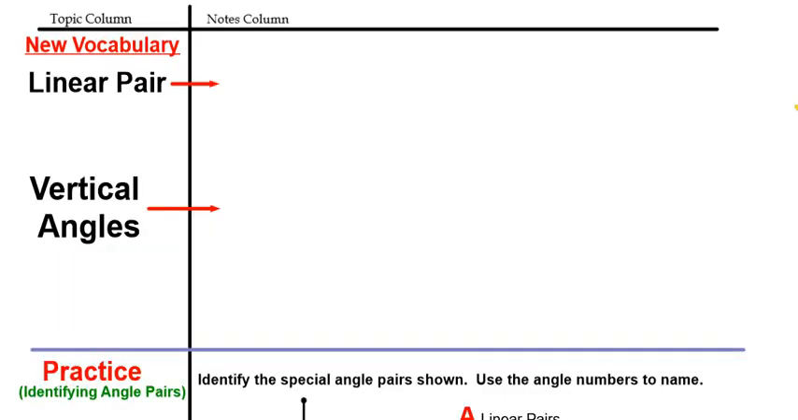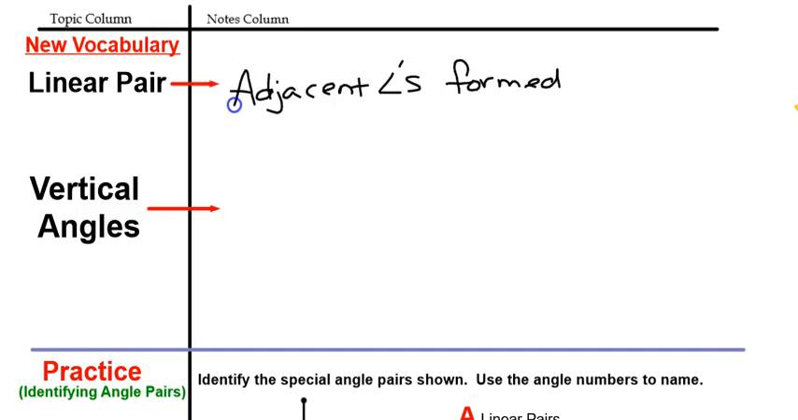All right, here's our vocabulary terms. Question number 4 and number 5. Remember we said we were going to do 5 of them. The first one that we have here is a linear pair. And a linear pair are adjacent angles formed by opposite rays.